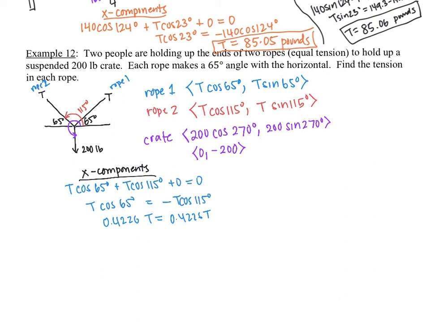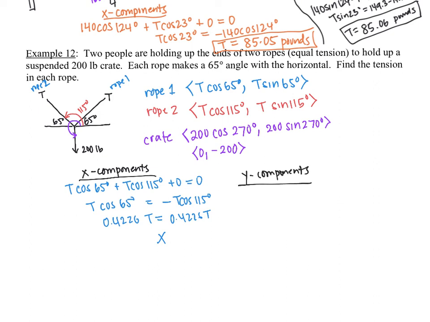Okay, I end up with this weird equation, 0.4226t equals 0.4226t. I could subtract them, but it's going to give me inconclusive answers, so the x components are actually worthless to me. They didn't lead to any conclusion that was useful, so I'm going to have to switch to the y components, and hopefully those will give me better results than the x components did.